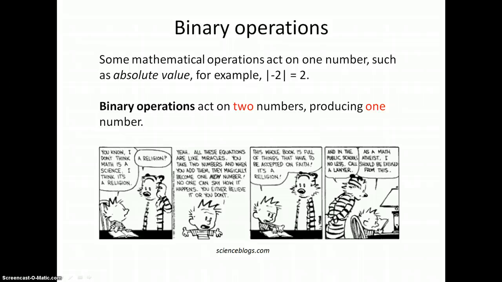Binary operations are a special kind of operation. Now, some of our mathematical operations act on one number at a time, like absolute value. For example, the absolute value of negative 2 is 2. The absolute value bars do operate on the negative. It strips it of the negative sign and just reports the magnitude, or the absolute value, as being positive 2. But the binary operations act on two numbers at a time and produce one number, somehow combining them.